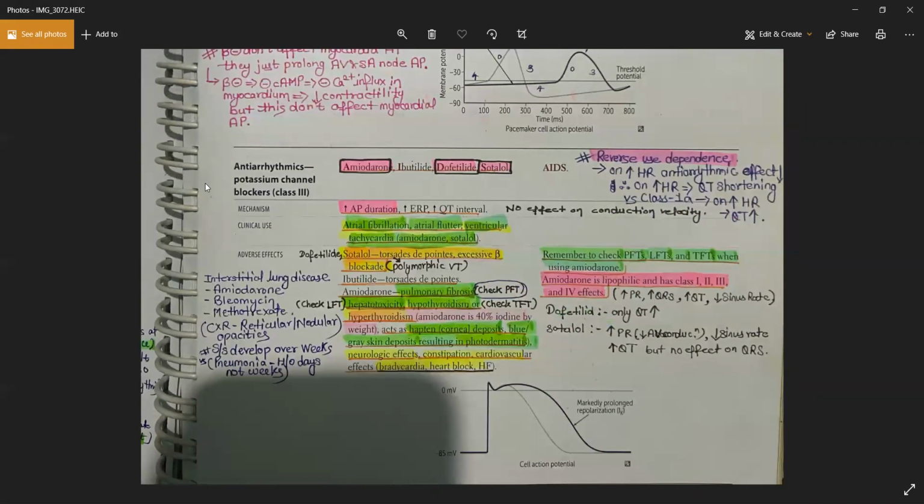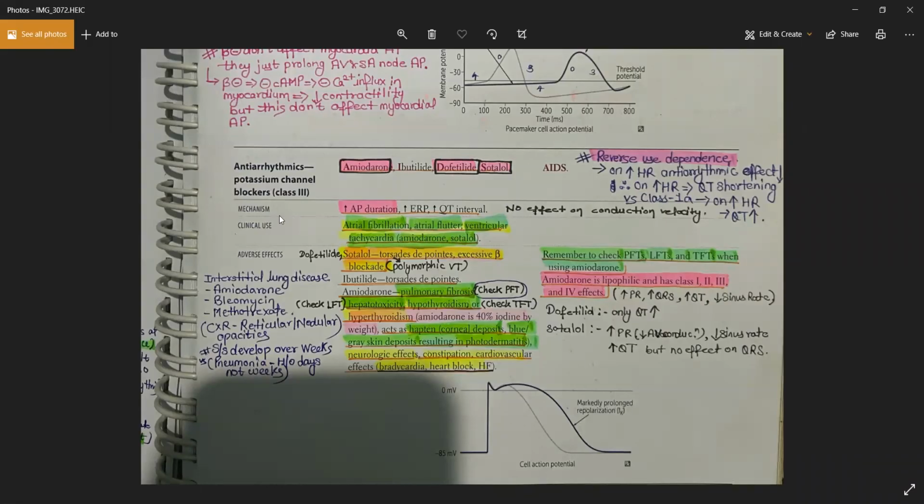Then come the antiarrhythmic class 3 agents: amiodarone, sotalol, dofetilide, and ibutilide. Sotalol is a class 2 as well as a class 3 agent. It has beta blocker properties as well as potassium channel blocking properties in the myocardium.